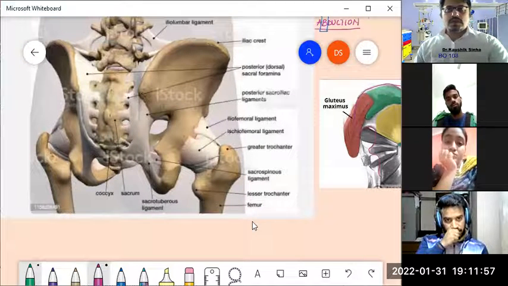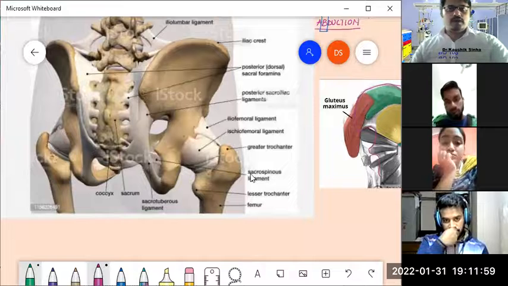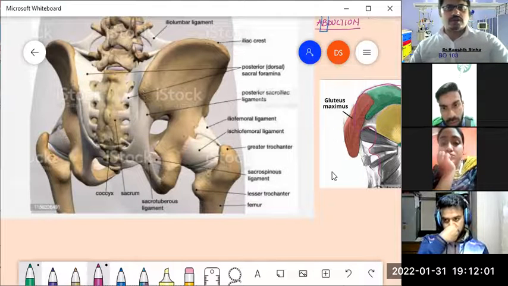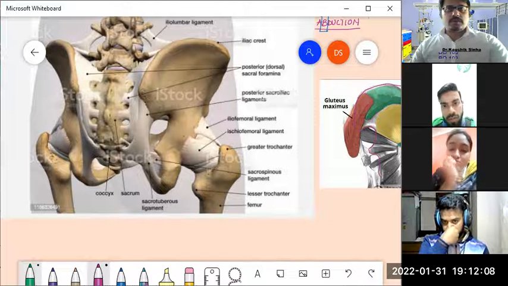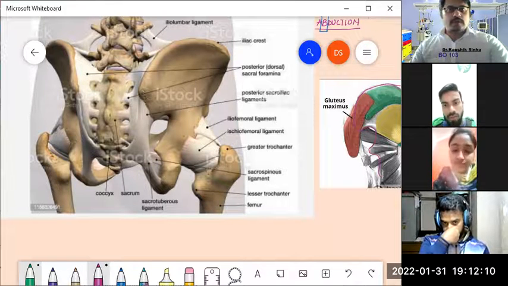So this is the entire hip bone structure. I mean, part of the ligaments are also demonstrated in this diagram. And this diagram is showing the structure from the back part. I mean, it's giving you the back view.